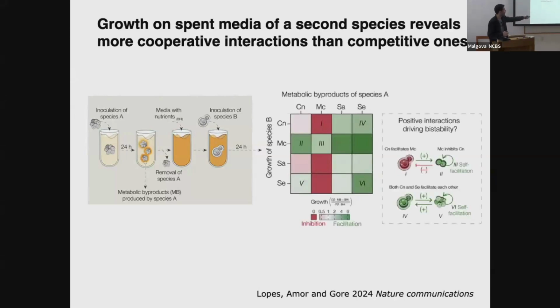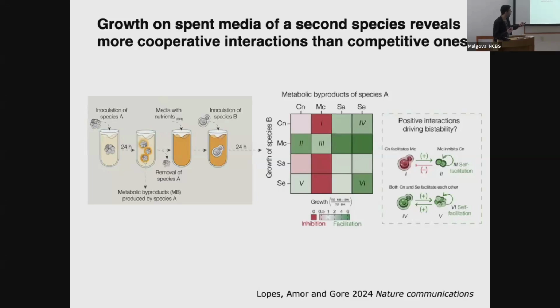Here in this matrix, we are showing the relative growth of one species when it's growing on the metabolic products of the other species. It will be red if there was a lot of inhibition, so no growth, and it will be green if actually the species was growing better than it will grow alone in this system. So one thing that shocked us is that we didn't see a lot of competition in the interspecies interactions.